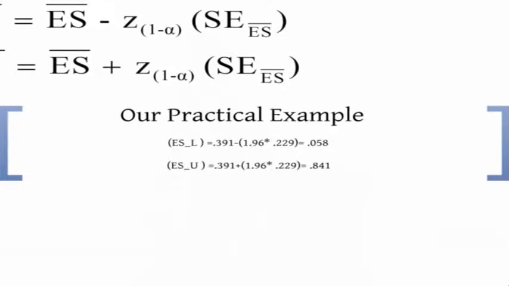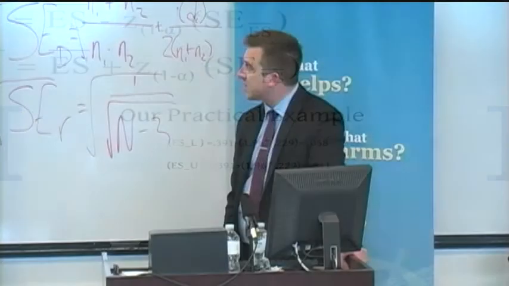Why do I think that math is wrong? I might have to check that. For some reason, I think that 1.96 is... Okay, that's all right. And the upper limit, we're just going to assume it is. The upper limit is 0.391, our weighted effect size again, plus 1.96 times 0.229, and that's 0.841. So that would be the 95% confidence interval around the pooled effect size.